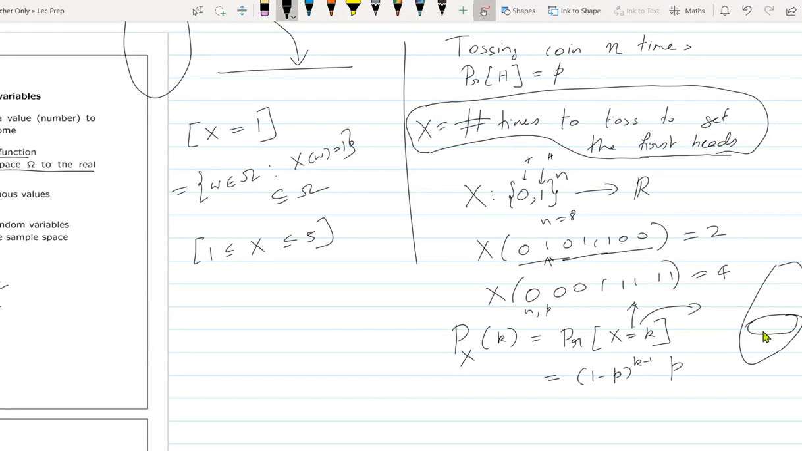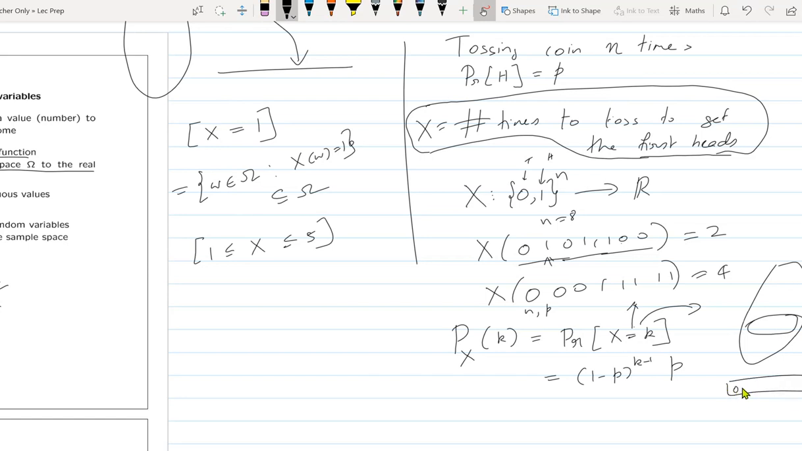Yeah. So, if it has to substitute x equal to k, then the first k minus 1 bits have to be 0. And the kth bit has to be 1. And the rest of the n minus k bits can be anything. We don't care. You agree?